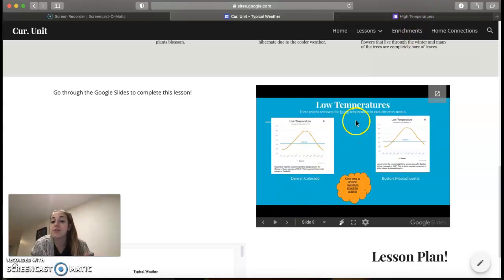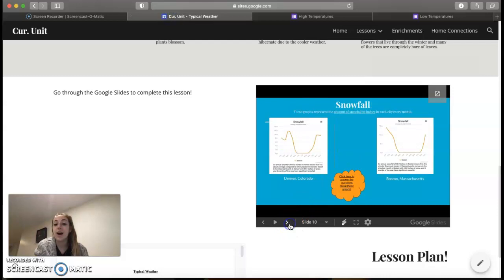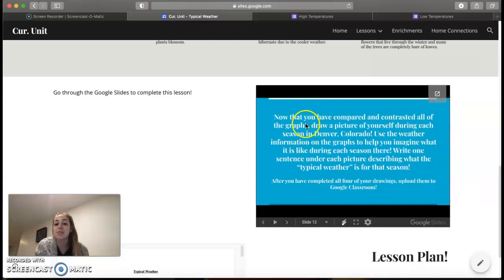Now, these next graphs are about the lowest temperatures in those cities during certain months. Same thing, you're going to click on this little orange bubble and it's going to take you to the Google Form and have you answer some questions and compare or contrast those graphs. You're going to do the same thing up until you come to the end.